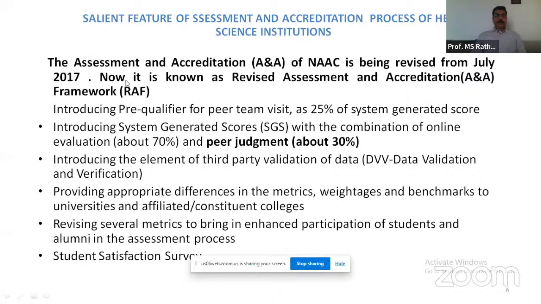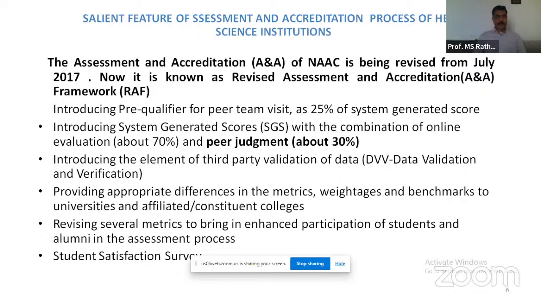So the assessment and accreditation of the NAAC has been revised from July 1st of 2017, and now it is also known as the Revised Assessment and Accreditation Framework, the RAF in short form. So this has included criteria which previously were not there before 2017. They have included the pre-qualifier criteria. What the pre-qualifier criteria is, I will discuss in the subsequent slides. In that, the institute has to get a minimum of 25% of the system generated score. So this is the pre-qualifier stage to move into the next round of accreditation by the NAAC.